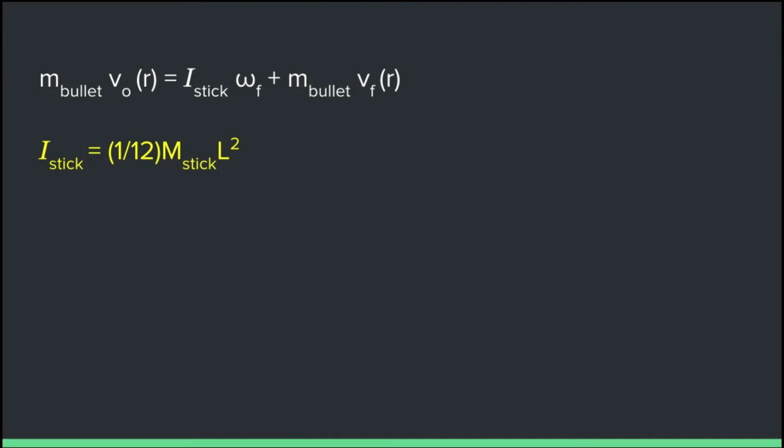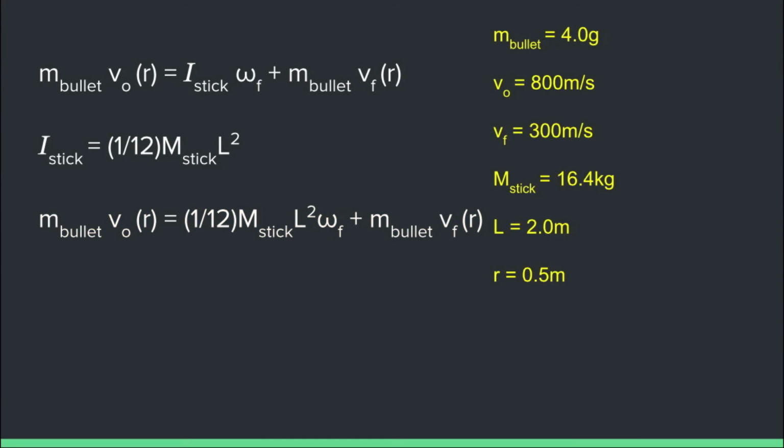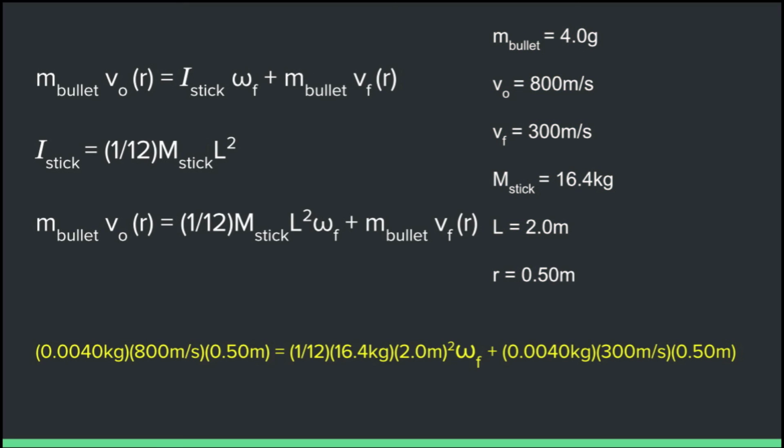The moment of inertia for a uniform rigid rod with a pivot point through its center is 1/12 times the mass of the rod times the square of its length. This term can then be substituted into our equation. Values for most of our variables were provided within the question. The mass of the bullet was 4.0 grams, the initial velocity was 800 meters per second, the final velocity was 300 meters per second, the mass of the stick was 16.4 kilograms, the length of the stick was 2.0 meters, and the radius was 0.5 meters.